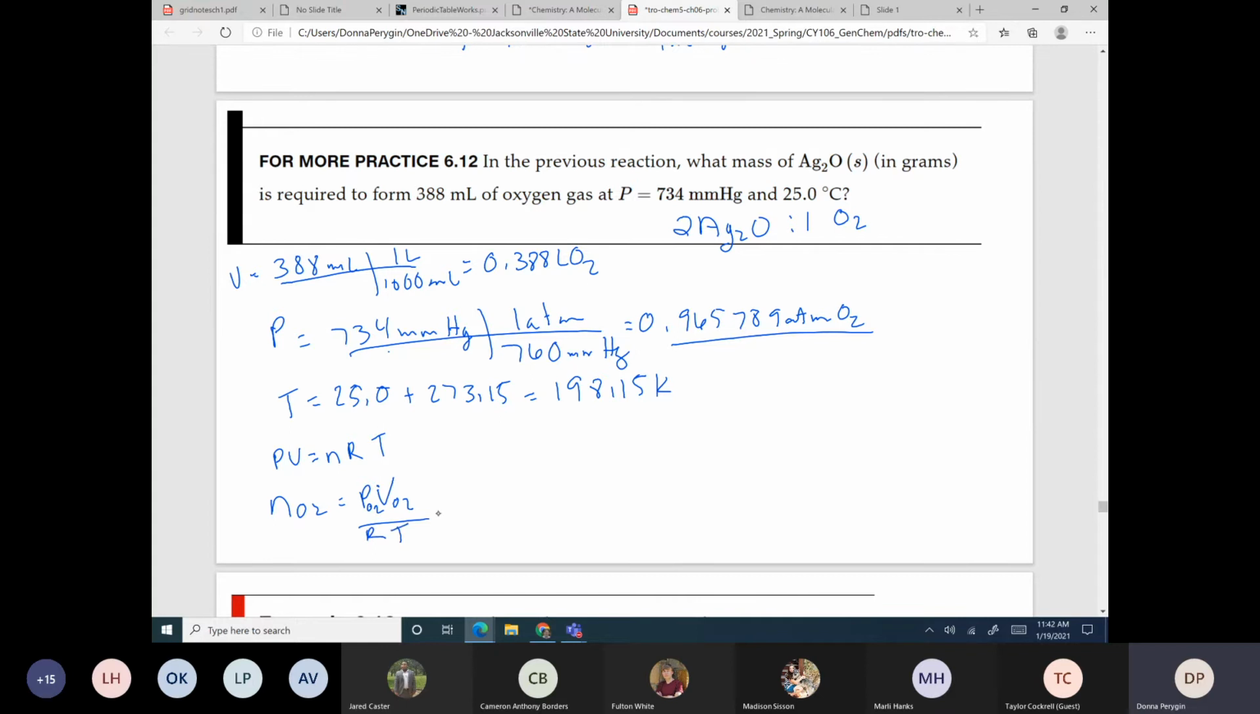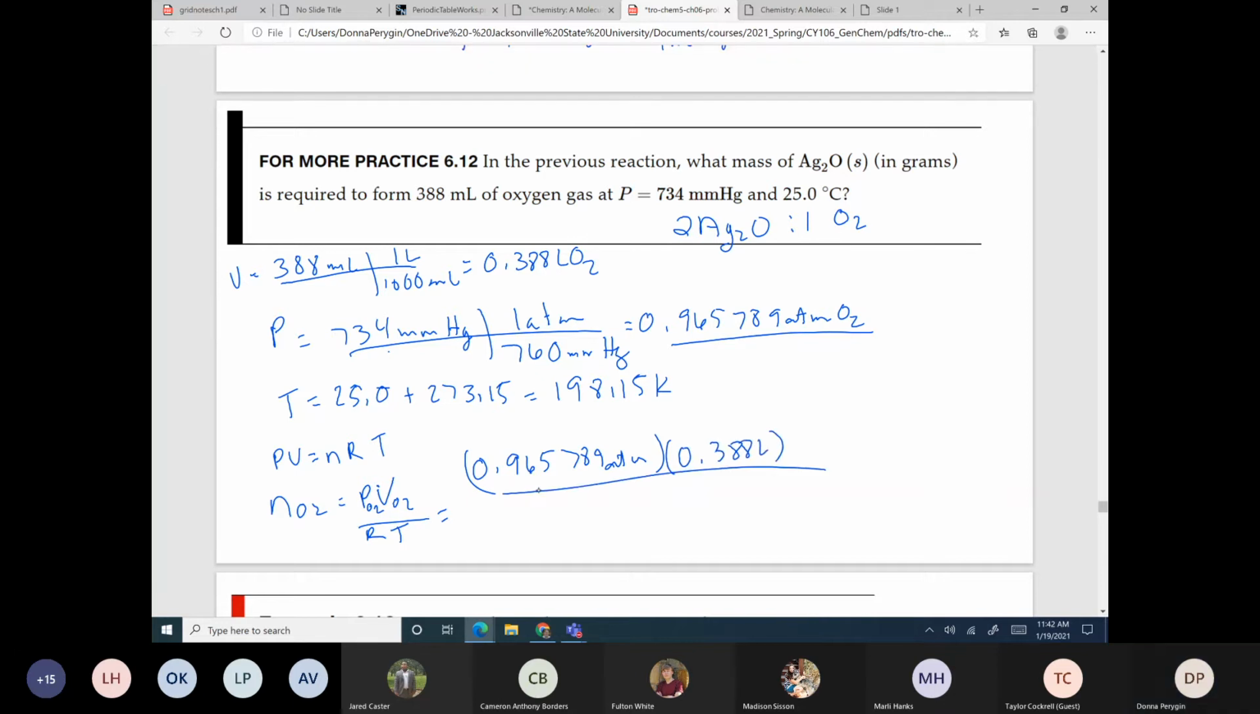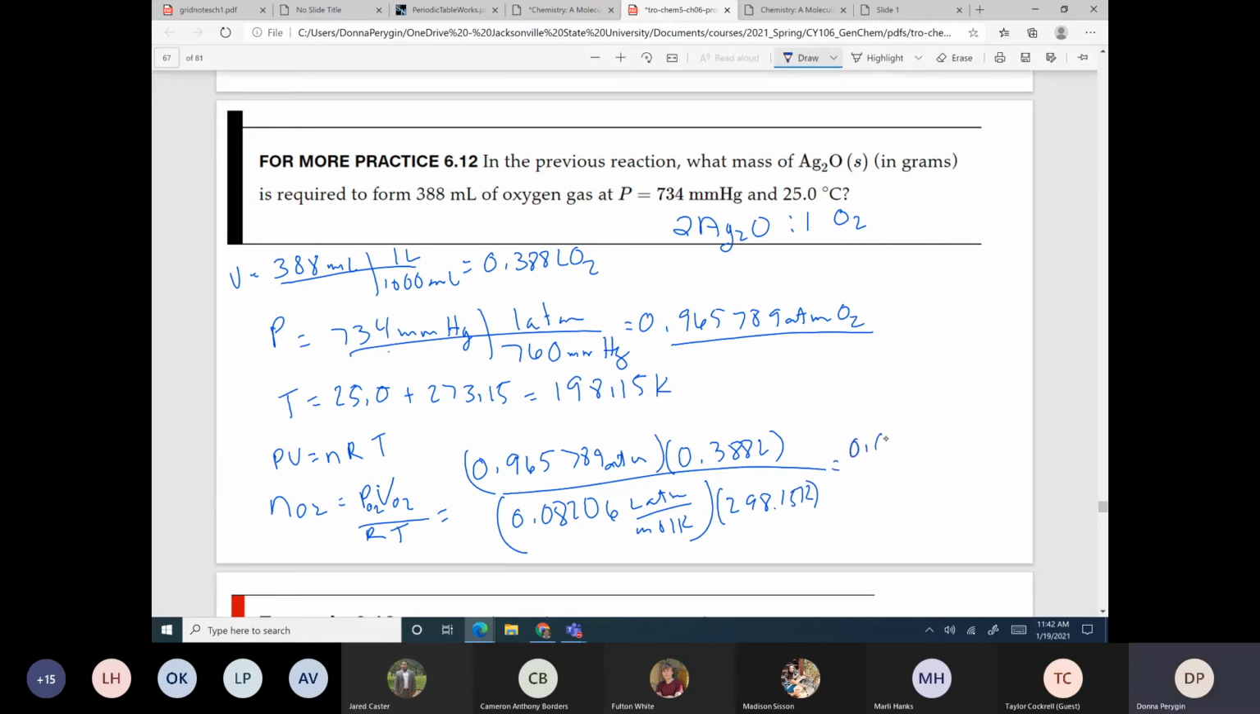divided by R times the temperature, which is equal to 0.965789 atmospheres, that's the partial pressure of O2, times 0.388 liters, divided by 0.08206 liters atmospheres per mole Kelvin, times 298.15 Kelvin equals 0.01536161 moles of O2. But our question was what mass of silver oxide.